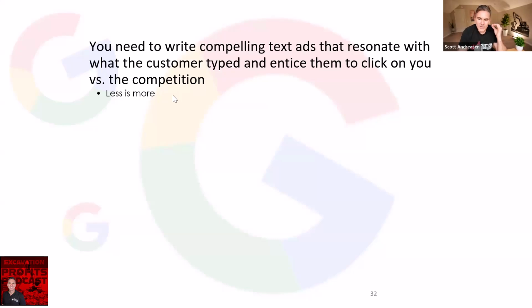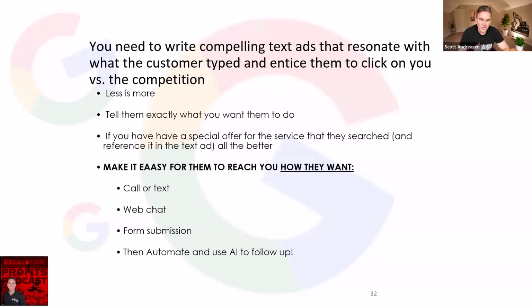So how do you write enticing text ads to get them to click on your Google ad versus the competition? Typically, less is more. What I mean by that is, keep it simple. Tell them exactly what you want them to do. If you have a special offer for the service that they searched, reference it in the text ad, that's even better. For instance, do you have an awesome warranty that you can offer? That will help you get more clicks if you put that warranty in the text ad.